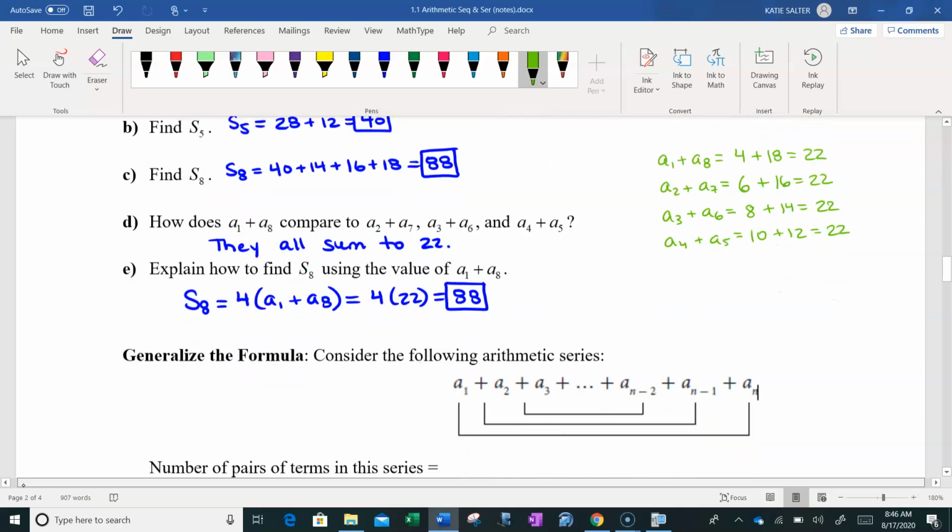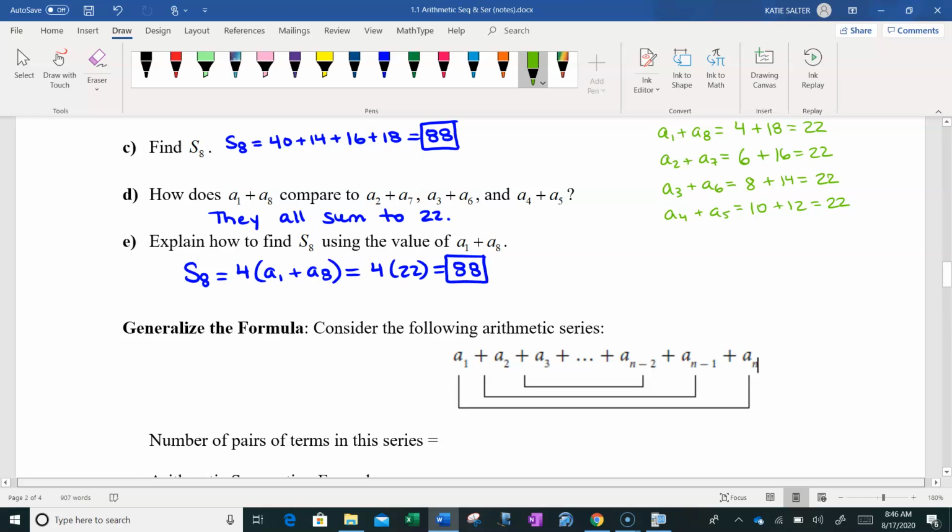All right, so let's make a generalization here. Consider the following arithmetic series. So this is just using notation from the first term all the way to the nth term. How many pairs of terms are there in this series?